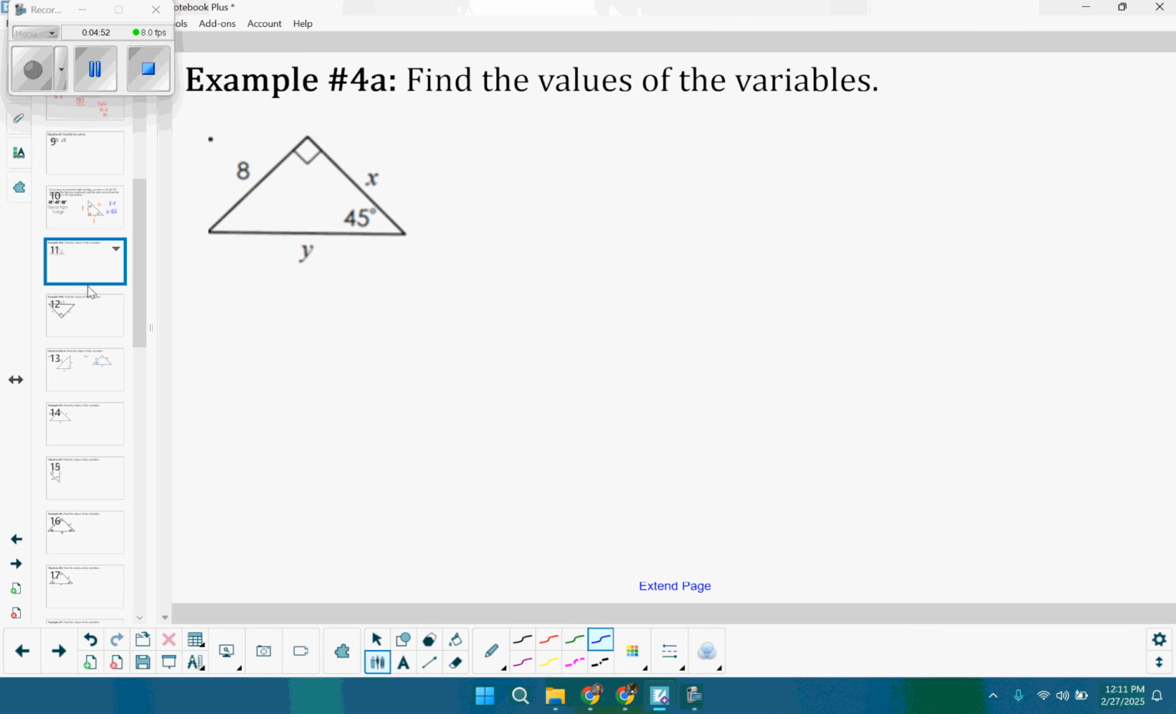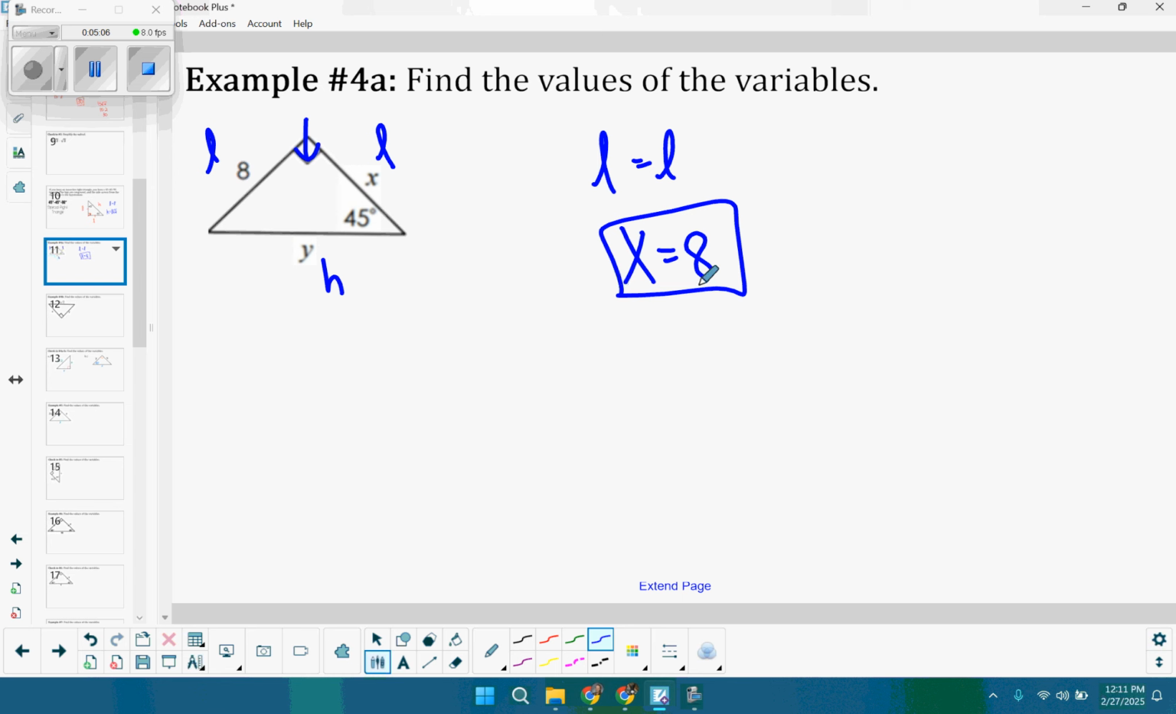So for example, for A, if this is where the right angle is, that's your H, and the remaining two sides are both L. So since L is equal to L, then x would be equal to 8. And that's it. There's no other work to do to get x there. The other one, though, we're going to have to use the H equals L times the square root of 2.